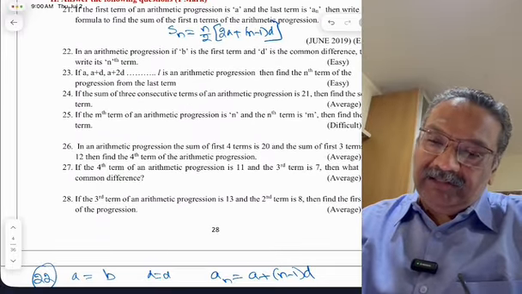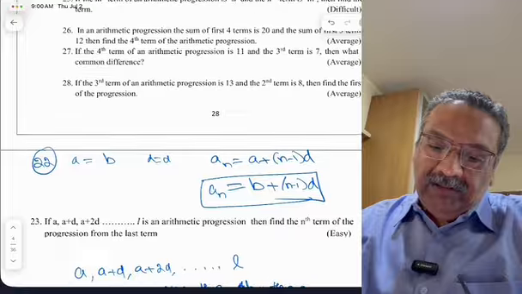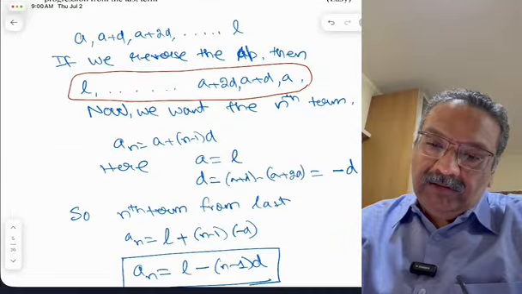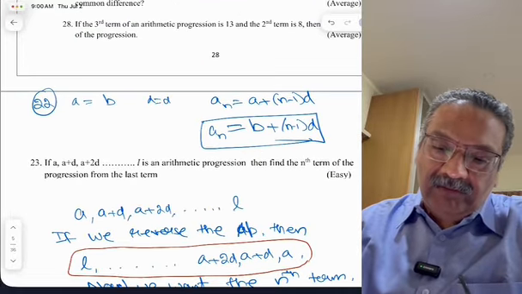This is the 23rd question. Now the 24th question. What does it say? Sorry, the 23rd is what we did just now.